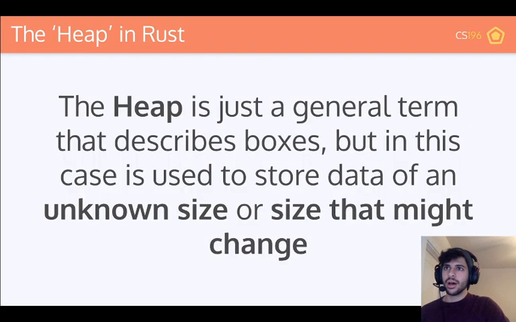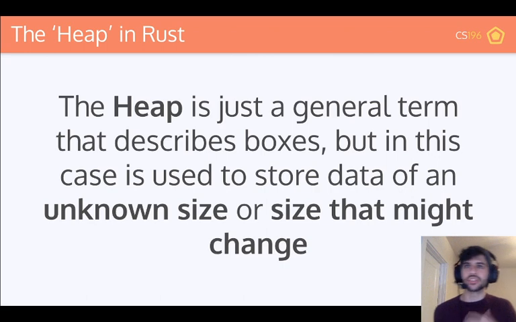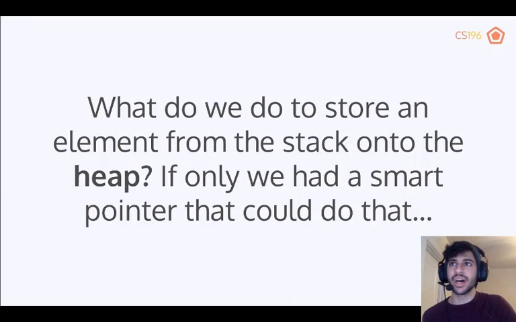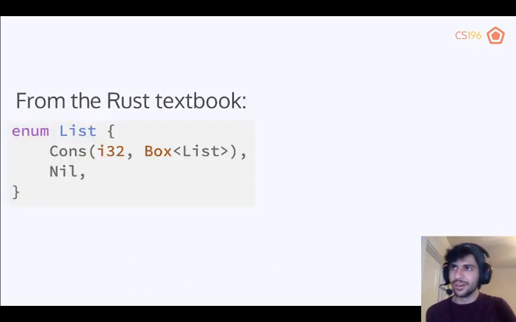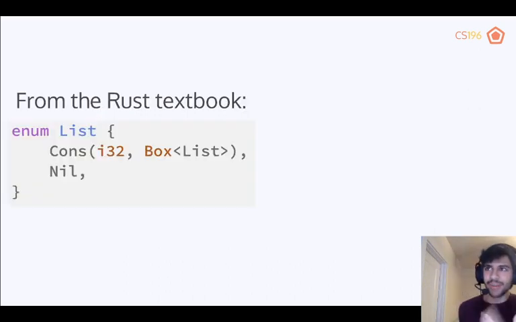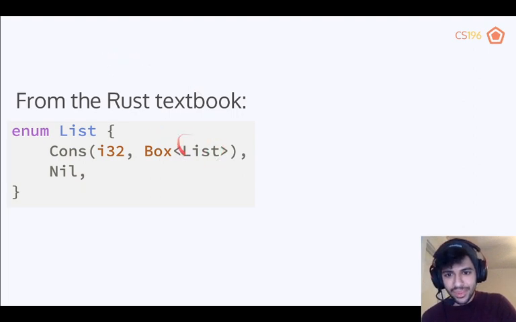Well, the heap, as we said, is just a general term that describes boxes, but in this case is used to store data of an unknown size or a size that might change. So keep this in mind, because what do we do to store an element from the stack onto the heap? Well, if only we had a smart pointer that could do that. Well, we do, right? We just talked about it, the box smart pointer. We talked about how the list is an unknown size or a size that might change. So we want to put this on the heap, and the way that we can do that is by wrapping it in this box smart pointer.